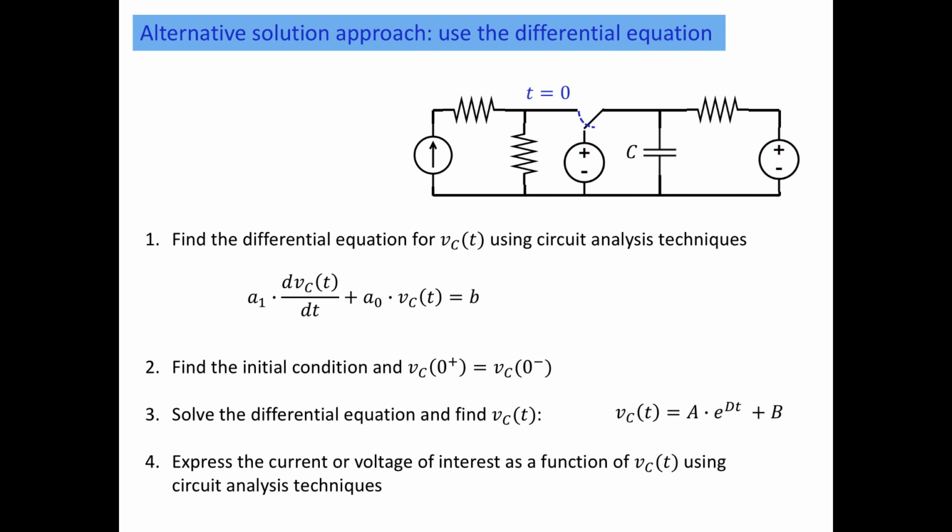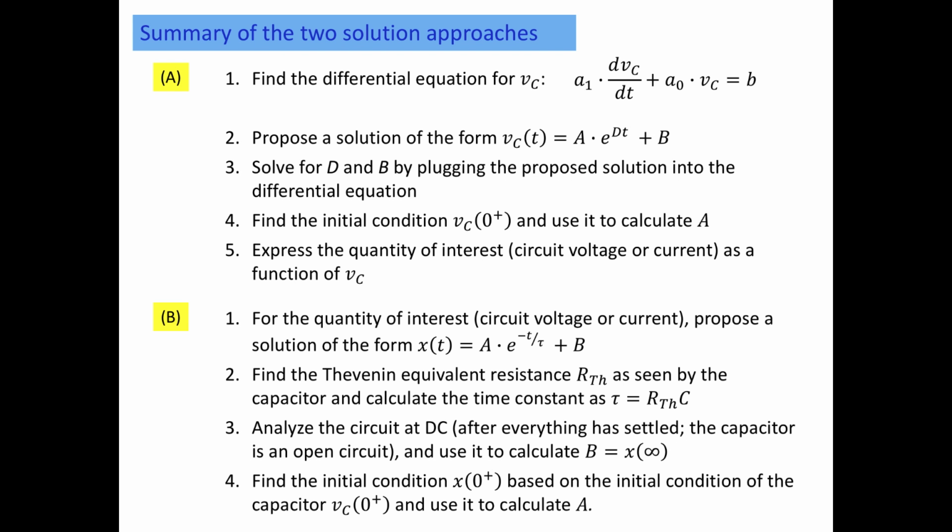Okay, so this was one procedure. An alternative approach is by actually writing the differential equation. So you could write a differential equation for my capacitor voltage, solve it, and then express any voltage or current in my system as a function of that capacitor voltage. So here I summarized both of these approaches, and the one we focused on here is approach B, where you don't actually write a differential equation, but you just solve the system in different scenarios.